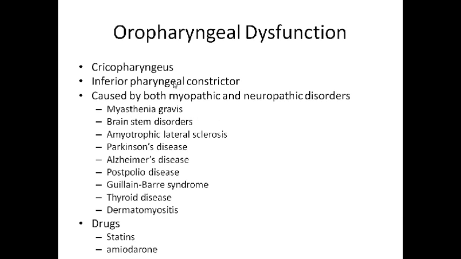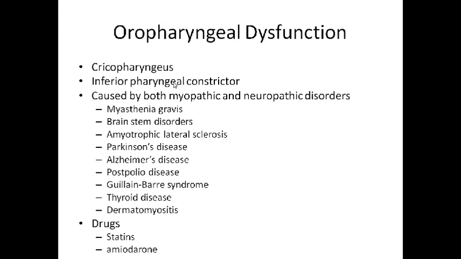Let's talk about motility a little bit of the esophagus. Talk about esophageal motor disorders. Again, remembering that the top 1/3 is going to be the voluntary muscle. The bottom 2/3 is going to be more smooth muscle, involuntary muscle.